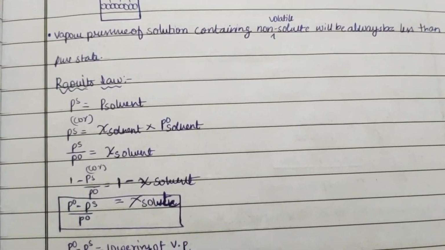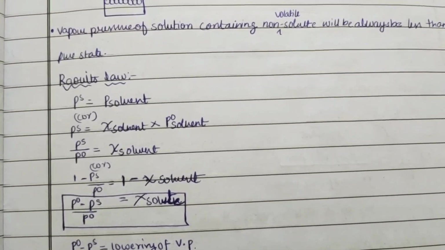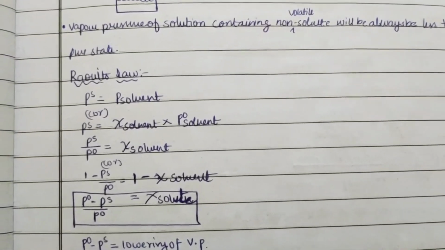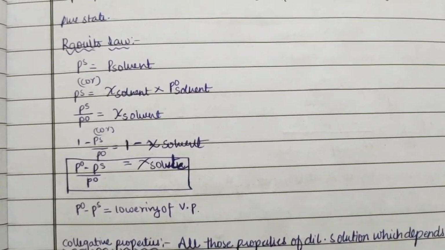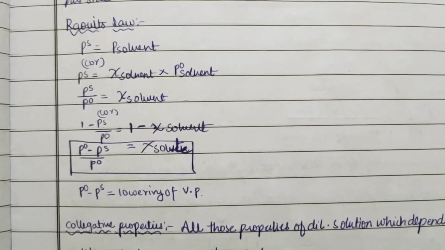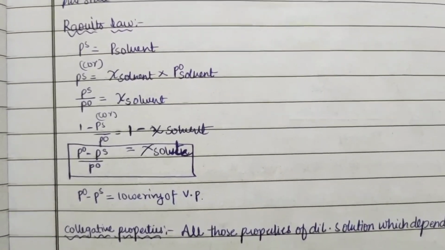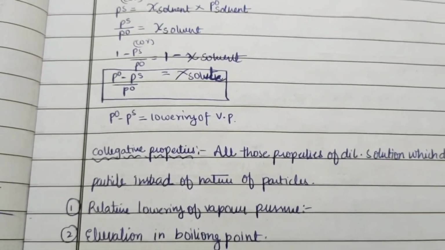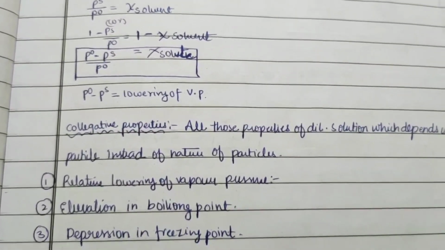PS equal to chi solvent into P naught solvent, then PS by P naught equal to chi solvent, or 1 minus PS by P naught equal to 1 minus chi solvent. So P naught minus PS by P naught equal to chi solute. Here P naught minus PS equal to lowering of vapor pressure.